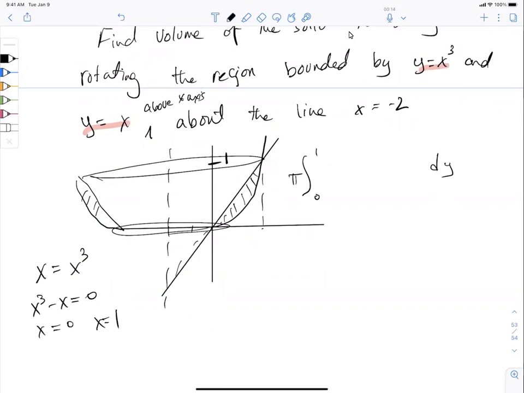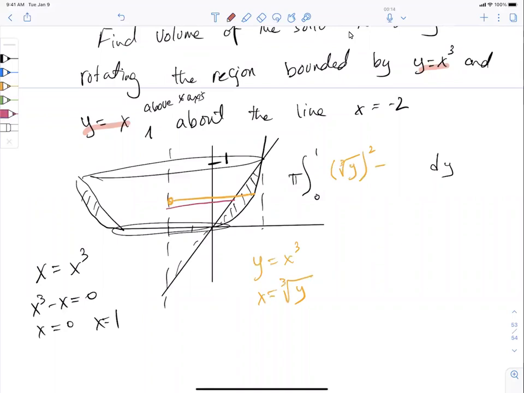My outer radius, I need outer minus inner. My outer radius is going to be a function of, it has to do with y equal to x cubed, or x equal to the cube root of y. It has to be a function of y. So the outer radius is going to be the cube root of y, squared.